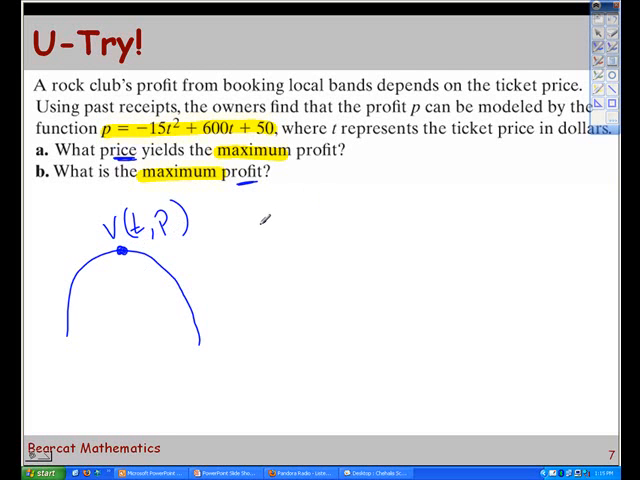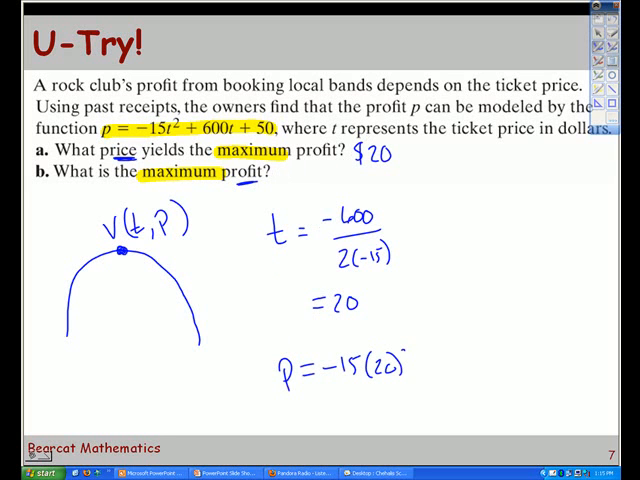Negative b over 2a, right? So we take t is going to equal negative 600 over 2 times negative 15. That comes out to 20. So what's the max? What price should we charge to get the most money back? $20. And then how do we figure out the maximum profit? Yeah, just put 20 in for t. And that yields, what, $6,050?